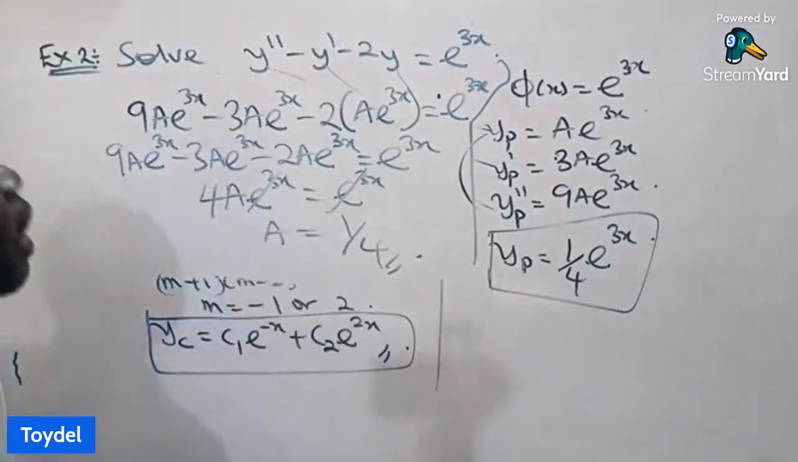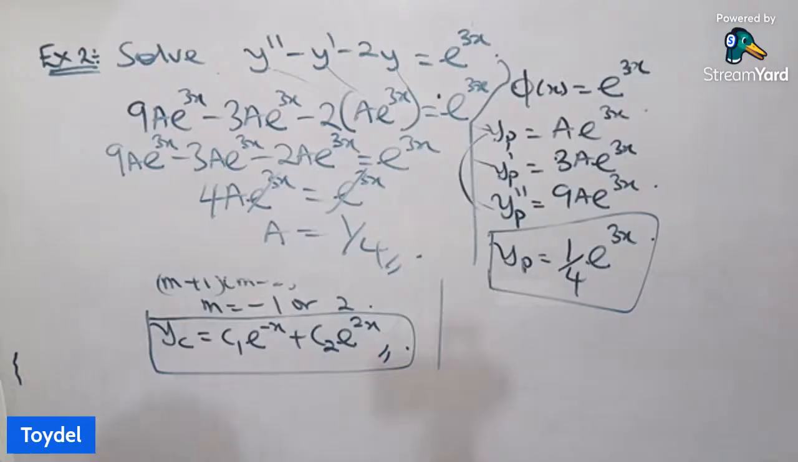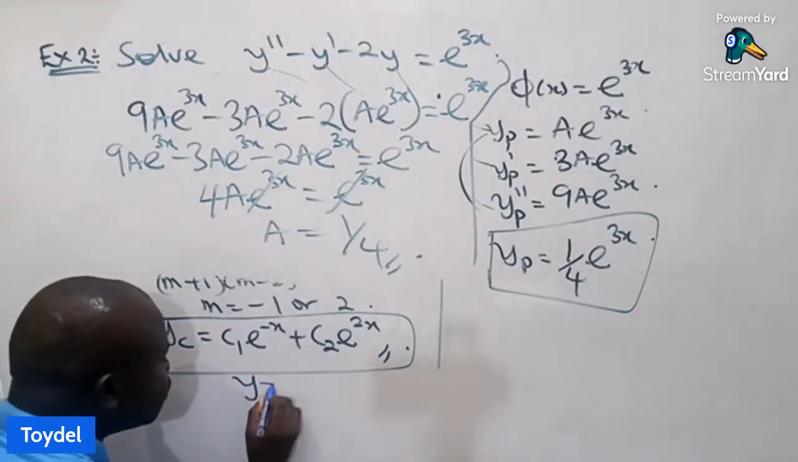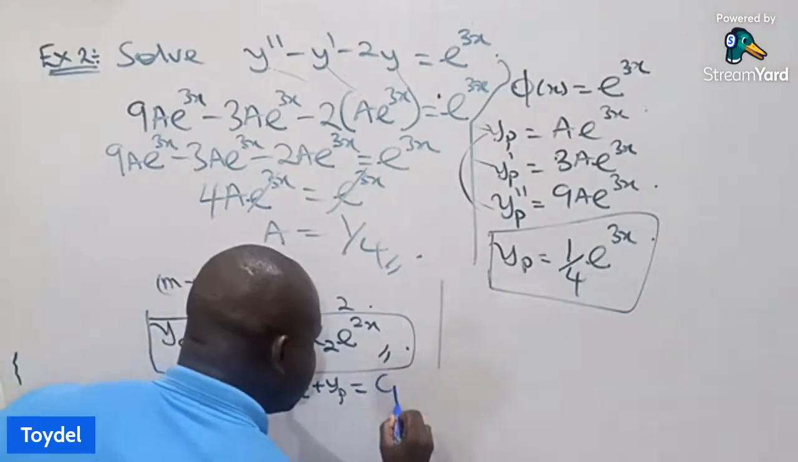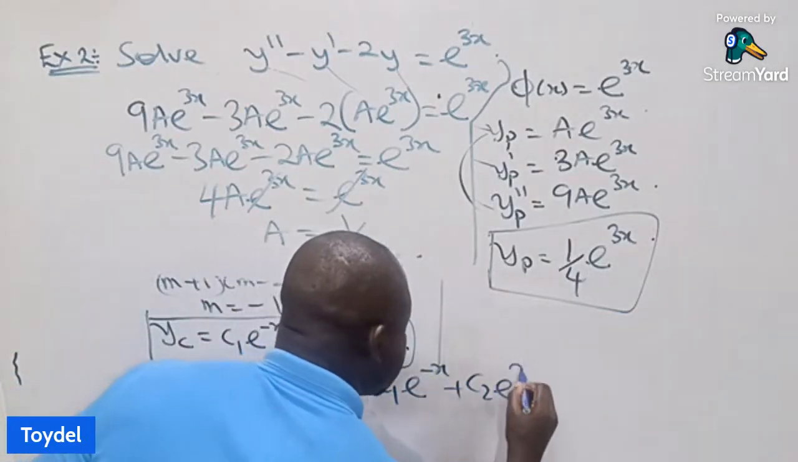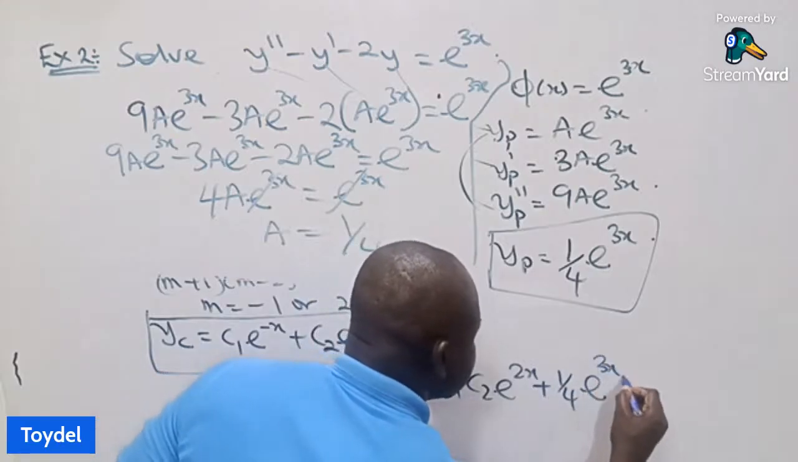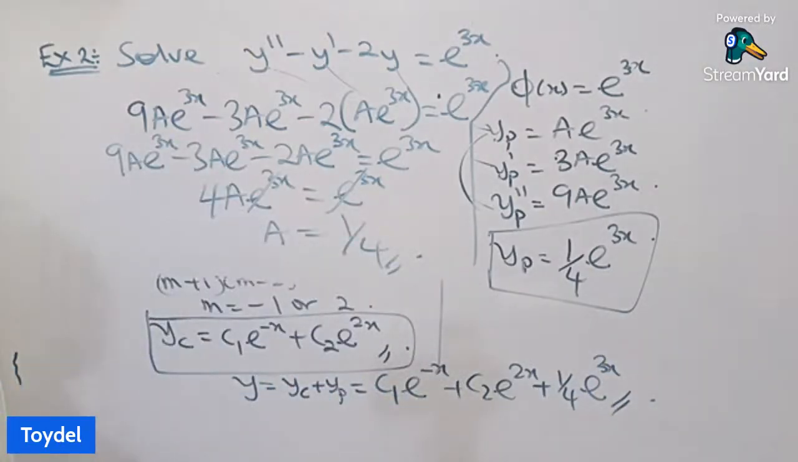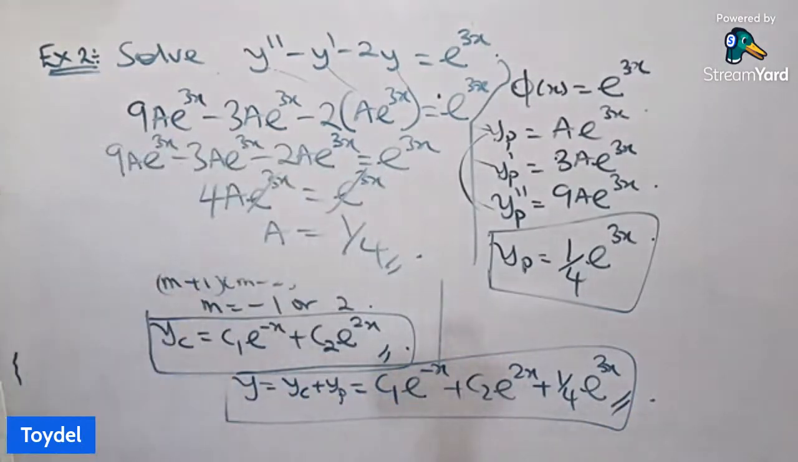Then what will now be the value of the general solution? The general solution y, which is equal to yc plus yp, will now be c1 exponential minus x plus c2 exponential 2x plus 1 all over 4 exponential 3x. That will be the general solution to the problem, and that's what we have done.